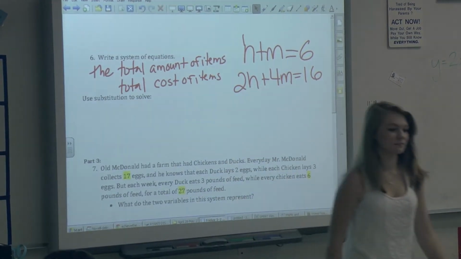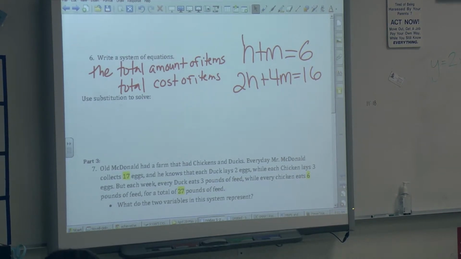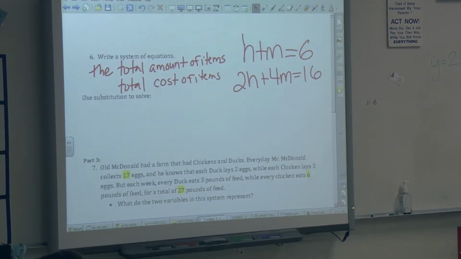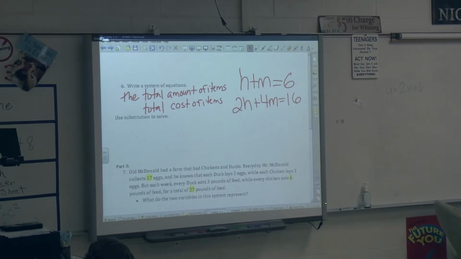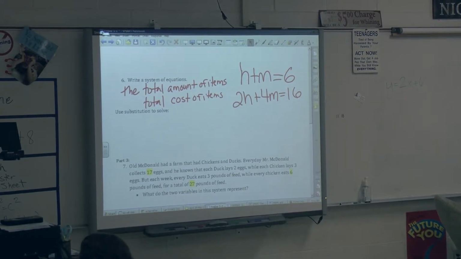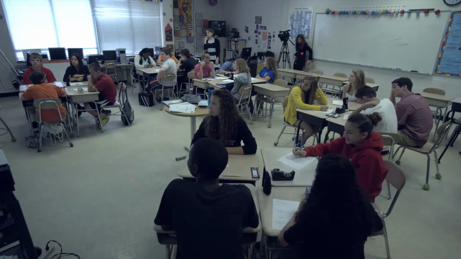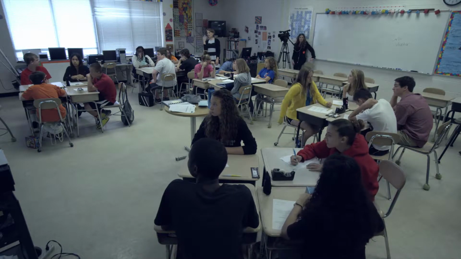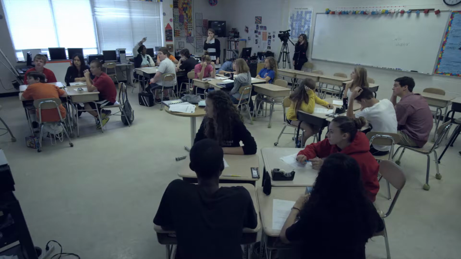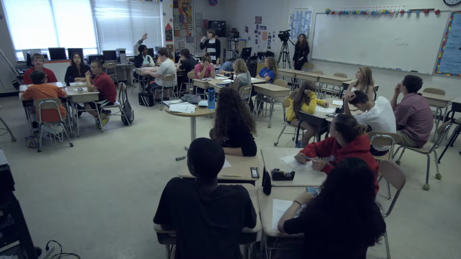Right, Zach. So if we look at Logan's group again, they delivered the second equation, which was 2H plus 4M is equal to 16. Okay. Is that right? Well, Colin, you said why 4M? Why is 4M right? No. I'm hearing no. Ashlyn?